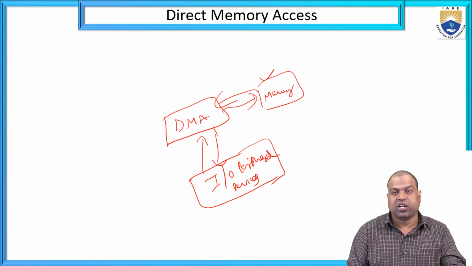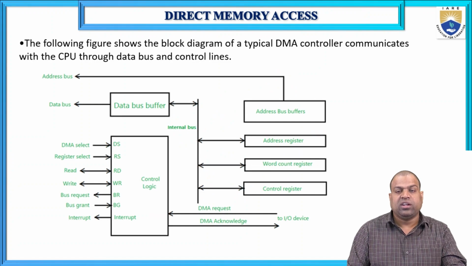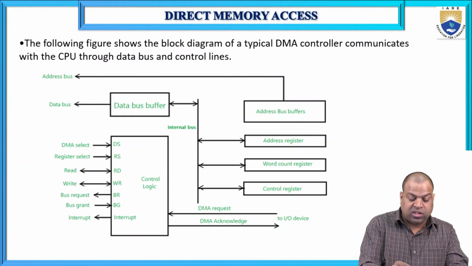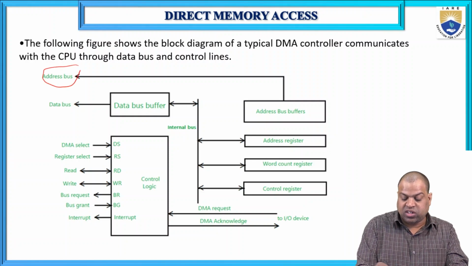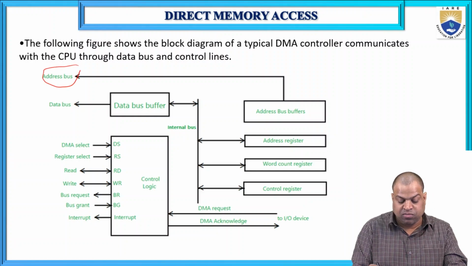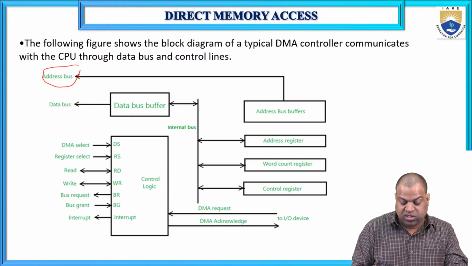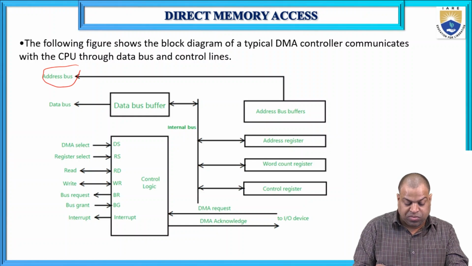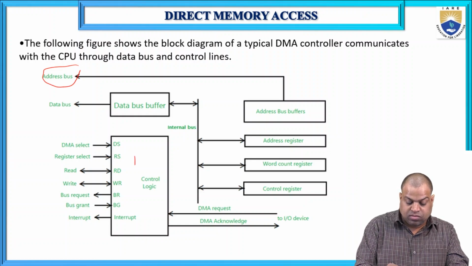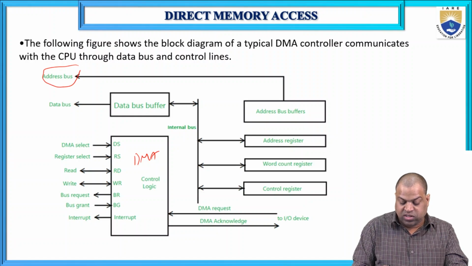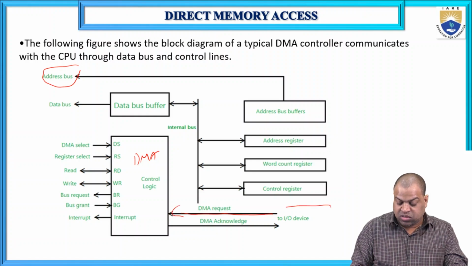Okay, it is a DMA, direct memory access control. The following figure shows the block diagram of a typical DMA controller, which communicates with the CPU through data bus and control lines. So the address bus is there, with address bus buffering and data bus buffer. So what does this mean? Totally we are connecting the DMA to the CPU. It is a DMA request, input output device.